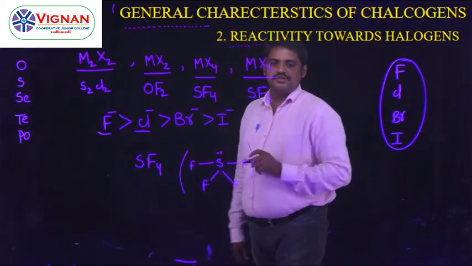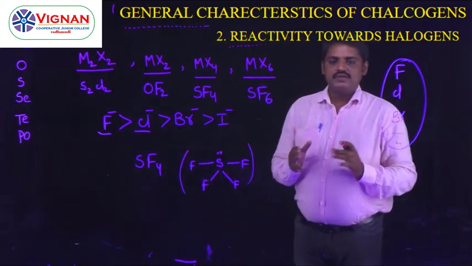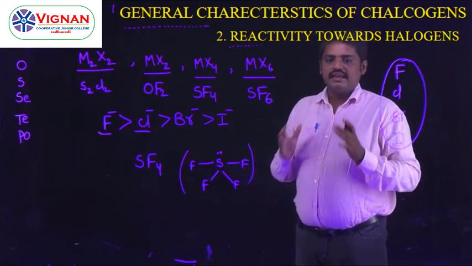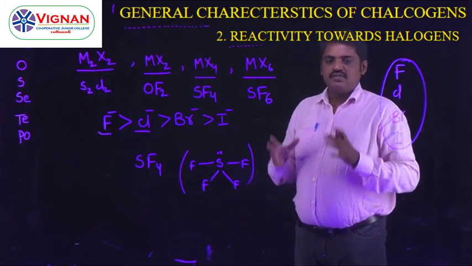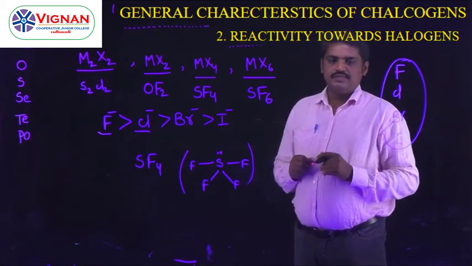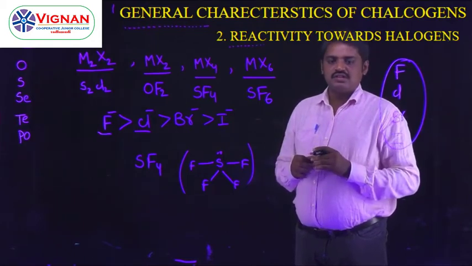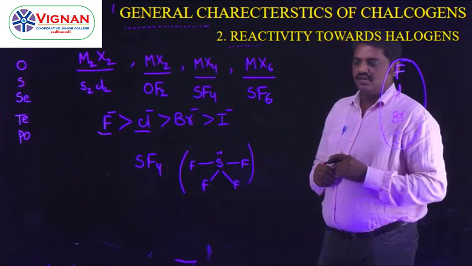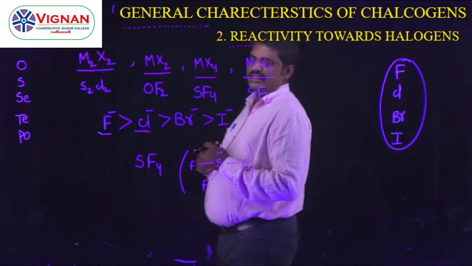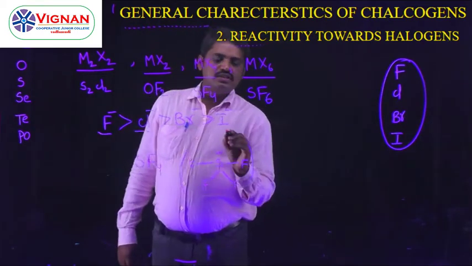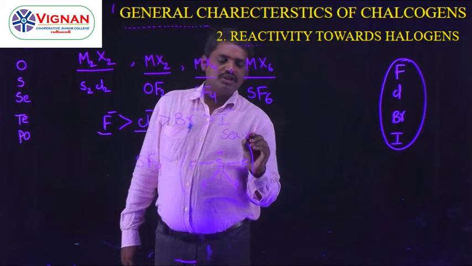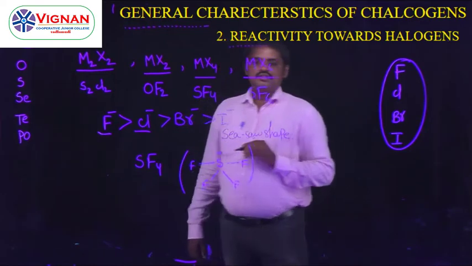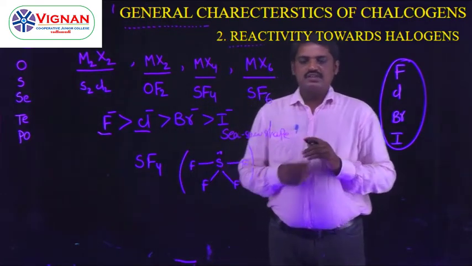In the SF4 structure, the central atom sulfur contains 6 valency electrons. 4 electrons participate in the formation of fluorine bonds, and the remaining 2 electrons form a lone pair. Finally, the structure is similar to a seesaw shape. This is the structure of SF4.